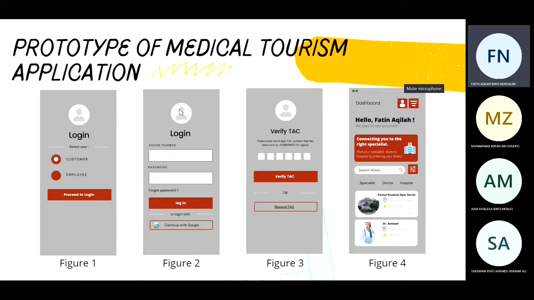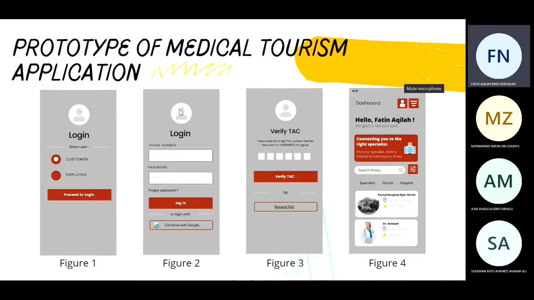Next, figure 3 is the display of the system for verified TSC number. So when the user signs up, the user must key in the phone number first, and then the system will display such as figure 3 when the system asks the user to key in TSC number that has been sent to their phone number for sign up. After the user enters the 6-digit TSC, the user must click the verify TSC button to continue. Or the user can also click resend TSC button to ask the system to resend TSC number.